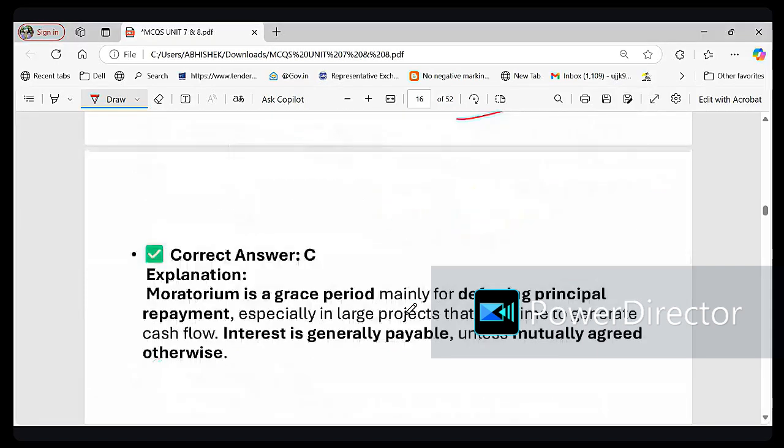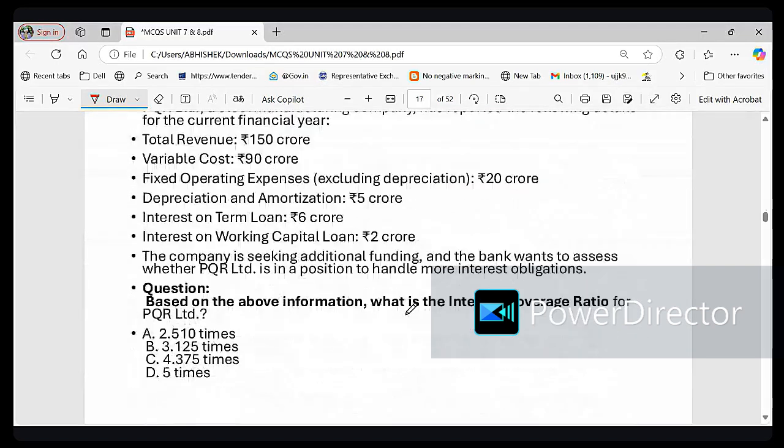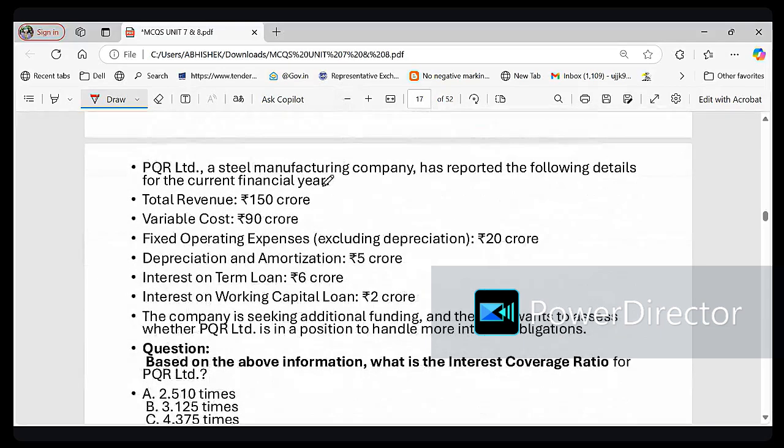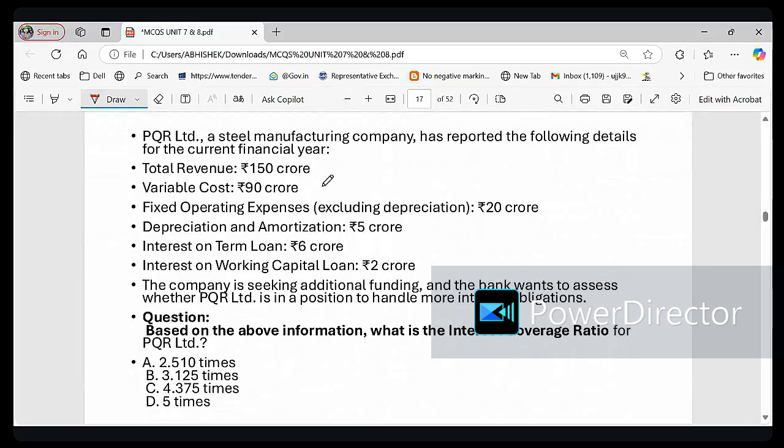Now, friends, let's see the next question that we have. This is again a numerical based question. Let's try to solve this one and break it down. The question is about PQR Limited, a steel manufacturing company.